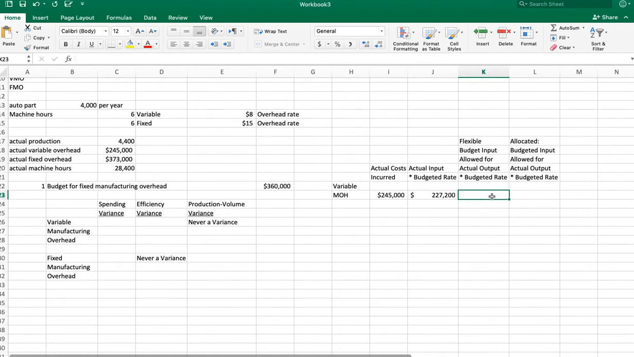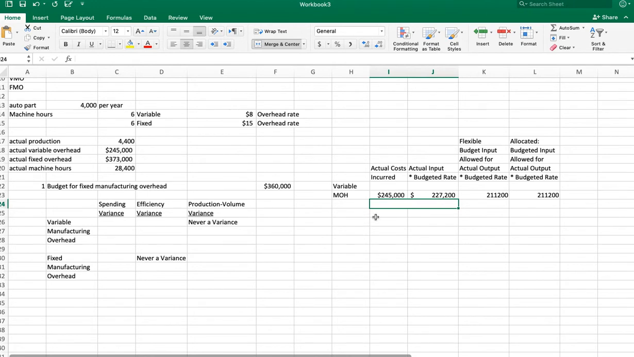Okay, then we have flexible budget input. Now remember, flexible budget says we're going to use our budgeted rates, but we're going to base it on how many units we actually produced. And so we look at how many units we actually produced, and we see that it was 4,400. So 4,400 units allowed for actual output. So this is where the flexible part comes in. The only thing we're changing here is the actual units. It's still $8 an hour. Okay? And then on the allocated, it's basically the same thing. That's why I was saying earlier there's never a variance. But where it's different, you'll see in just a minute, is the overall variance.